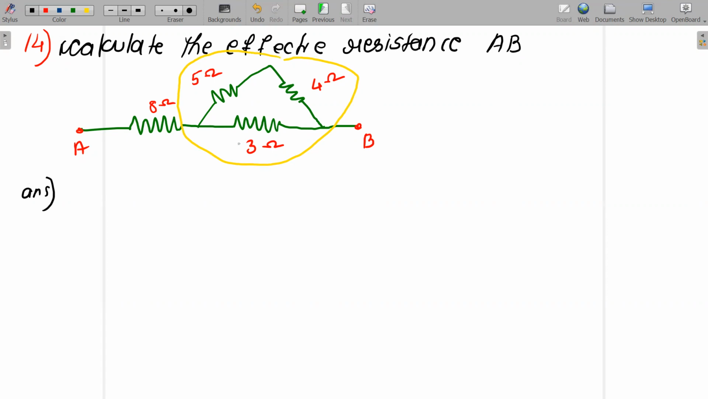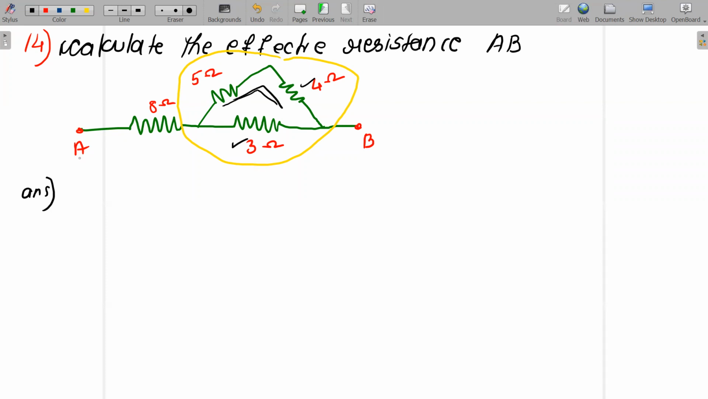Children, if you take this one 3 ohm, then you can add 5 ohm and 4 ohm, right? If you take 3 ohm like this, then 5 ohm and 4 ohm are in series connection. If you take 4 ohm like this, then 5 ohm and 3 ohm will be in series connection. Like that you can take, right? So one if you're taking, the other two are in series, you can add them. So I'm taking 3 ohm like that, and 5 ohm and 4 ohm, I'm just adding like this.